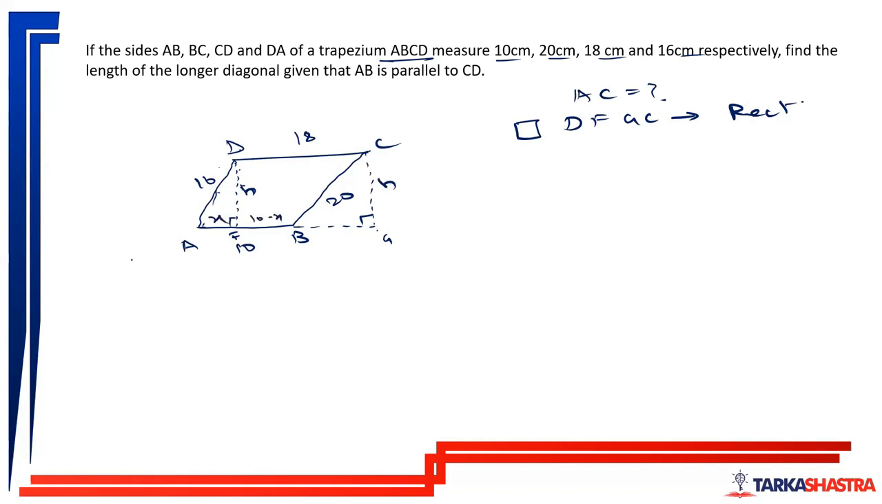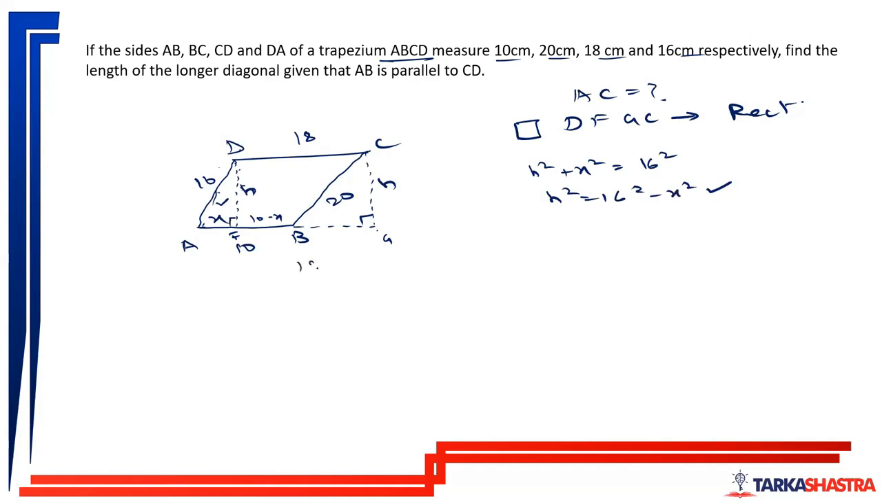Now, if I apply Pythagoras theorem here, H square plus X square is equal to 16 square, which gives me H square is equal to 16 square minus X square. So this is one thing. This is 10 minus X.